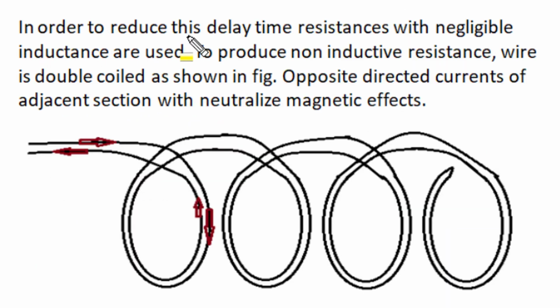In order to reduce the time delay in our measurement, we form resistance coils with negligible inductance, and to produce non-inductive resistance, the wire is first doubled and then a coil configuration of the double wire is made for the resistance wire. In that case, when current flows in the wire, two equal and opposite currents cancel each other's magnetic effect and we get a resistance without any inductive effect, a non-inductive resistance, by such configuration.